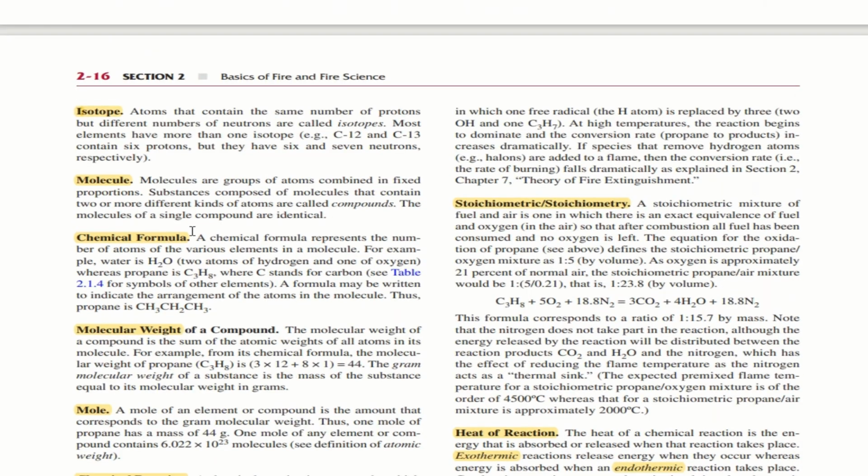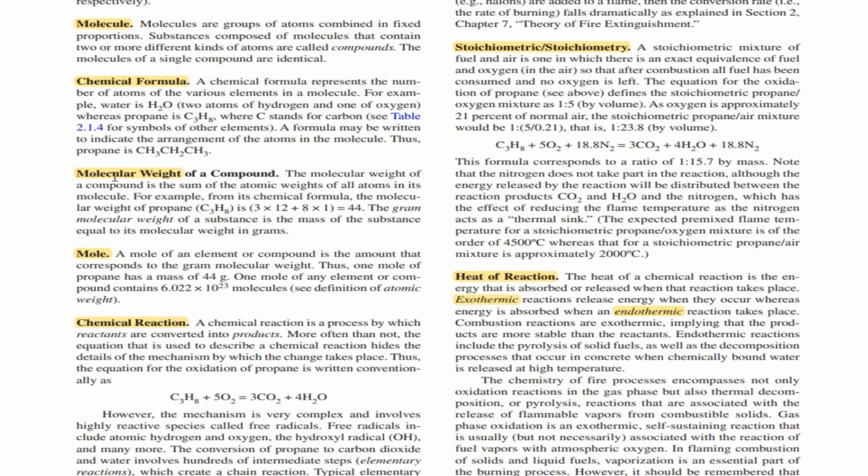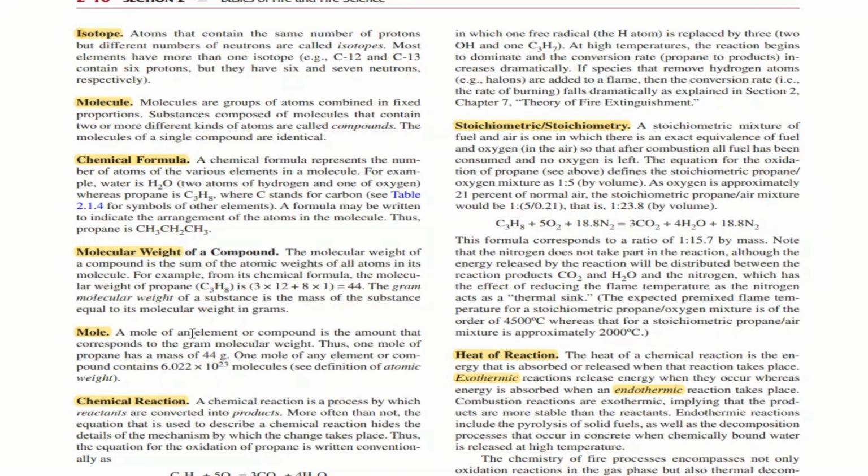There are some more definitions like isotope, molecule, chemical formula, molecular weight of the compound, mole, chemical reaction. I think you can understand from this that this section 2 deals with the basics and the definitions of the physics and chemistry topics. Okay, and you have stoichiometry. A stoichiometric mixture of fuel and air is one in which there is an exact equivalence of fuel and oxygen, so that after combustion all fuel has been consumed and no oxygen is left.